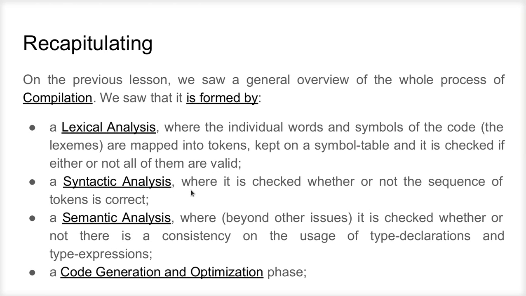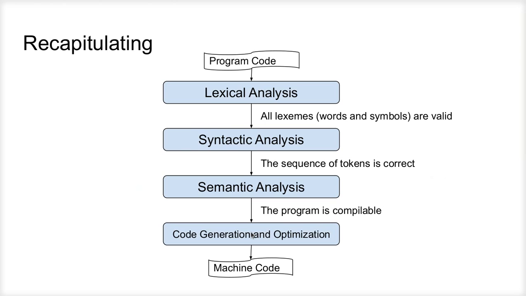A syntactic analysis, where it is checked whether or not the sequence of tokens is correct. A semantic analysis, where, beyond other issues, it is checked whether or not there is a consistency in the usage of type declarations and type expressions, and the code generation and optimization phase.